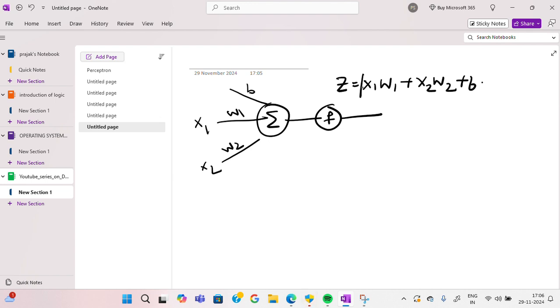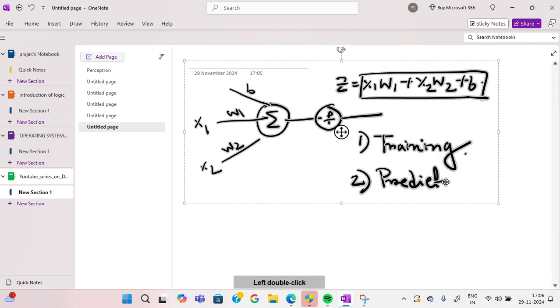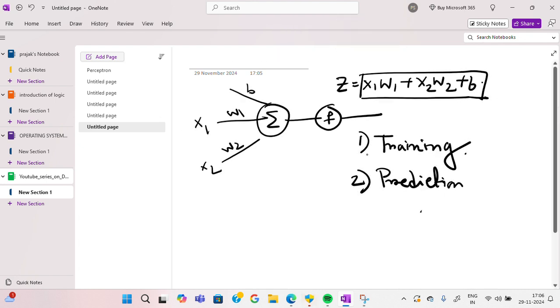z is equal to. So first of all, there is a data set and I have to train our perceptron. And another thing is our prediction. It's a very crucial thing. So training is very crucial. So training is very important.